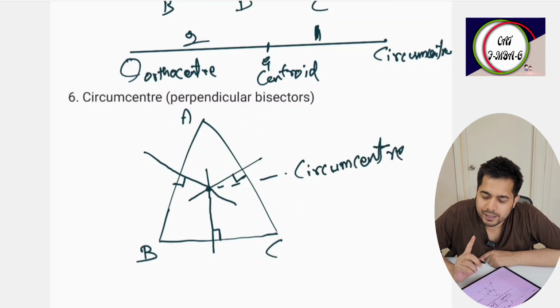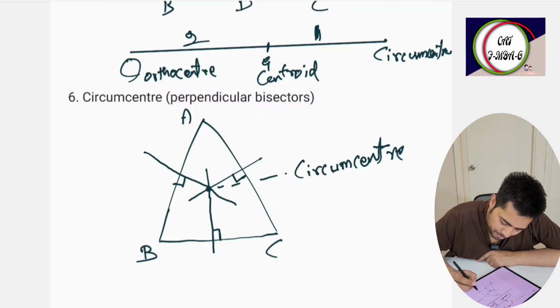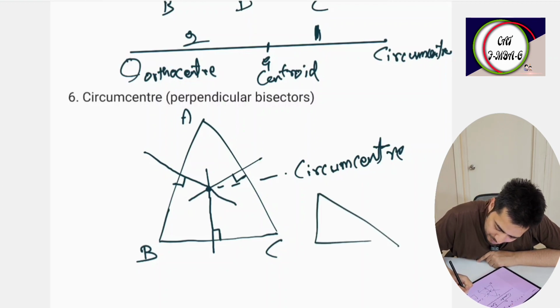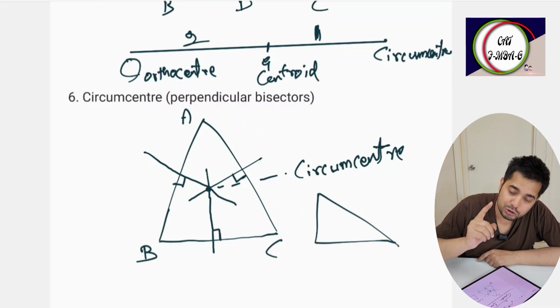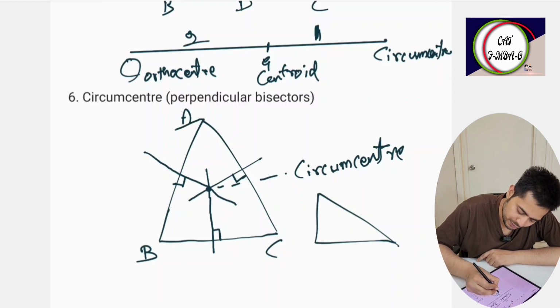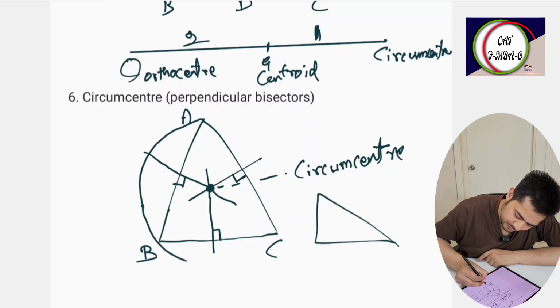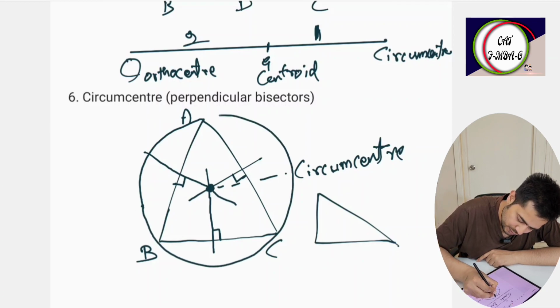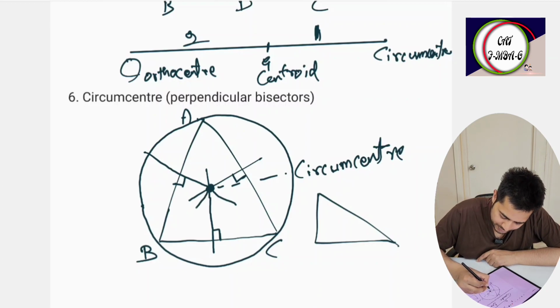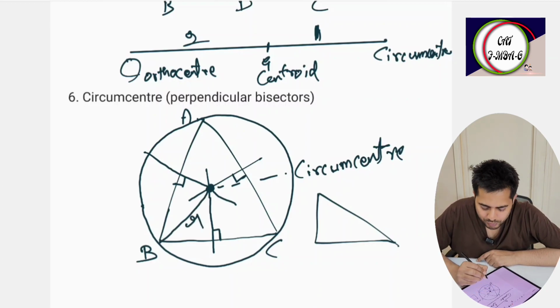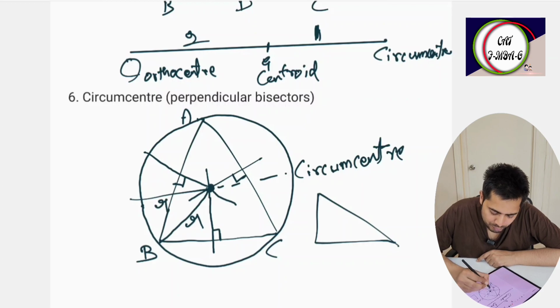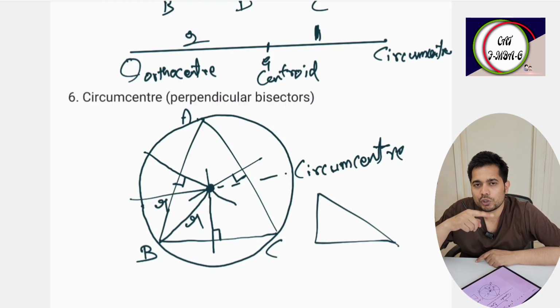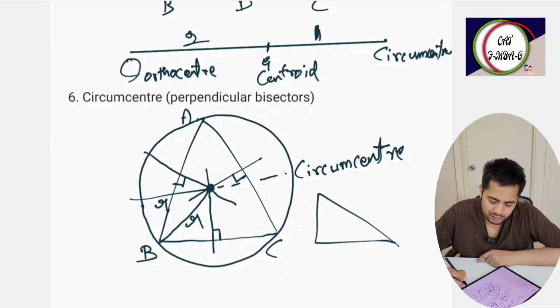For an acute angle triangle, the circumcenter is inside. For a right angle triangle, the circumcenter is... Also an important property of the circumcenter is that if you take this as the origin and you draw like this, the circle drawn with this radius from the circumcenter is going to touch all the vertices of the triangle. That's why it is known as the circumcenter. It is circumscribing the triangle.